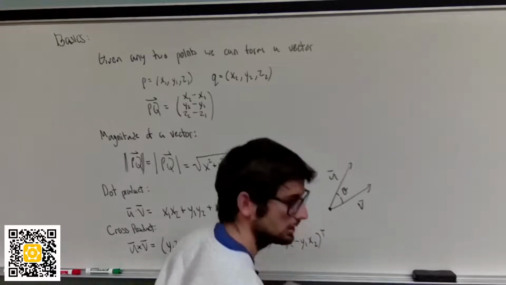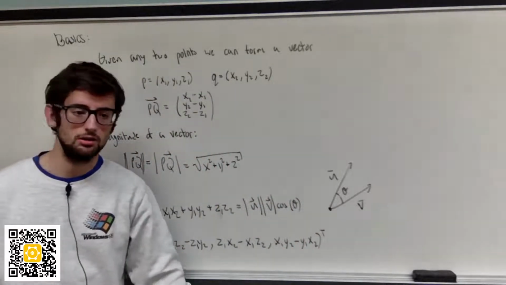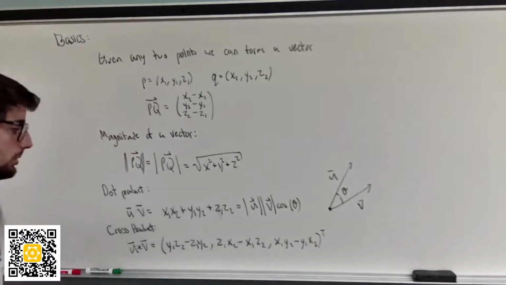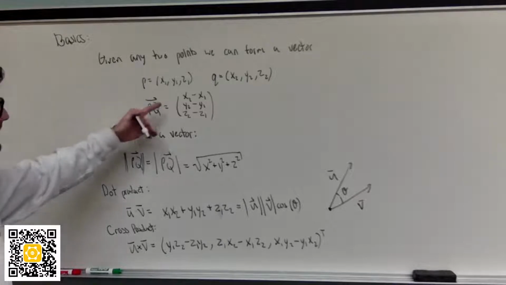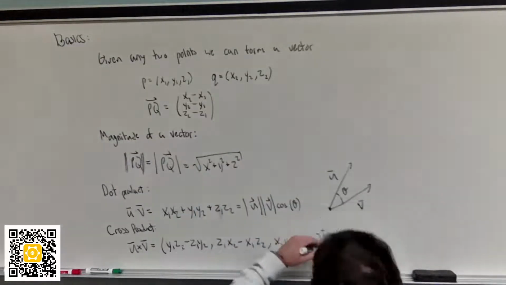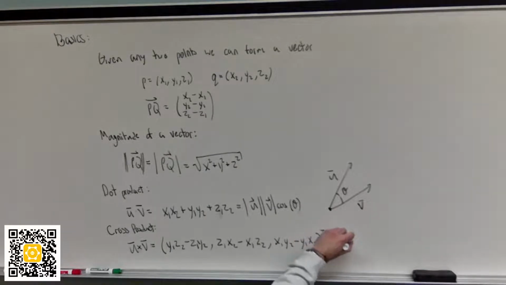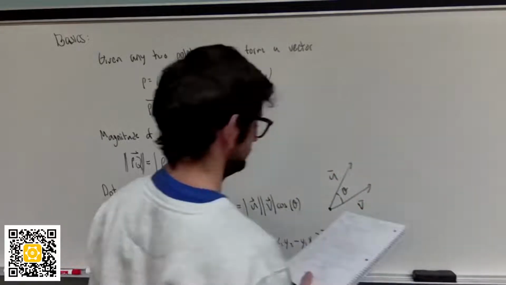And since this is a vector, and I'm writing it out as a row vector right here, we usually represent vectors in columns. So I'm just going to denote the transpose there. So you guys know that this is supposed to be represented as a column like this one. Now, like I said, this is also just equal to the magnitude of u times the magnitude of v times the sine of the angle between those two.